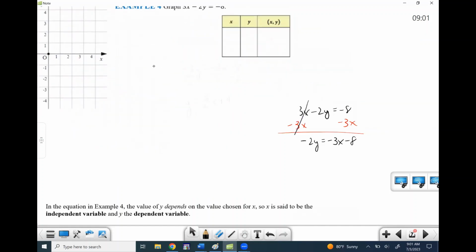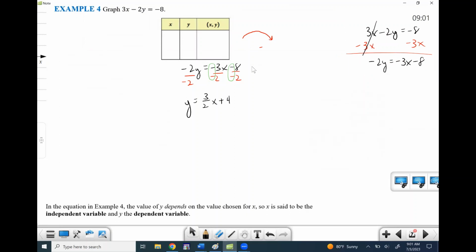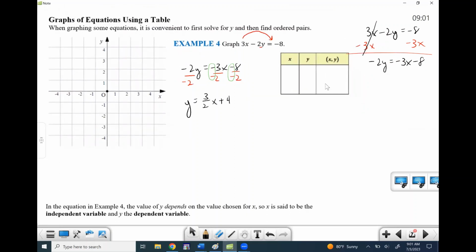Oops, solved for y. Sorry, it's layering here, you guys. I just want to move this out of the way to give us some space for doing some math here. Okay, there we go. So now we've solved for y. Now what we want to do is get some ordered pairs so we can graph this.